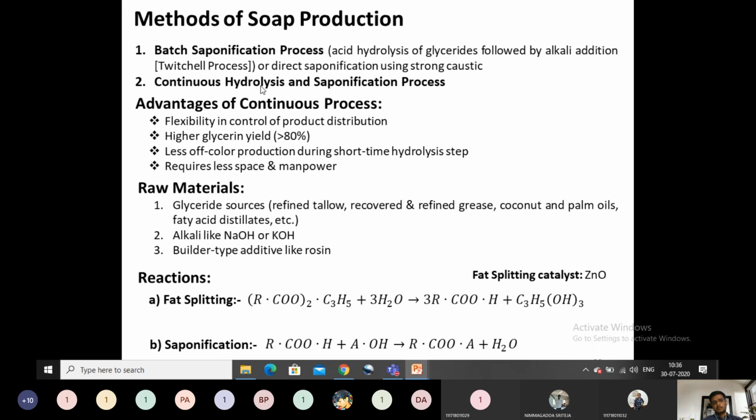The fatty acids are reacted with alkali, like NaOH or KOH, and that is known as a saponification reaction. The first reaction in the continuous process is the hydrolysis, in which fat will be split, meaning the fatty acids will be separated out from the ester form of triglyceride. Then the fatty acids we obtain will react with the alkali. That reaction is called a saponification reaction. So this is very important in the continuous hydrolysis process.